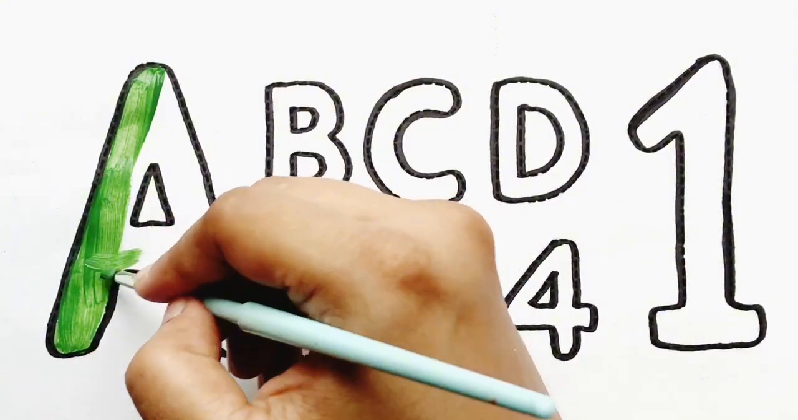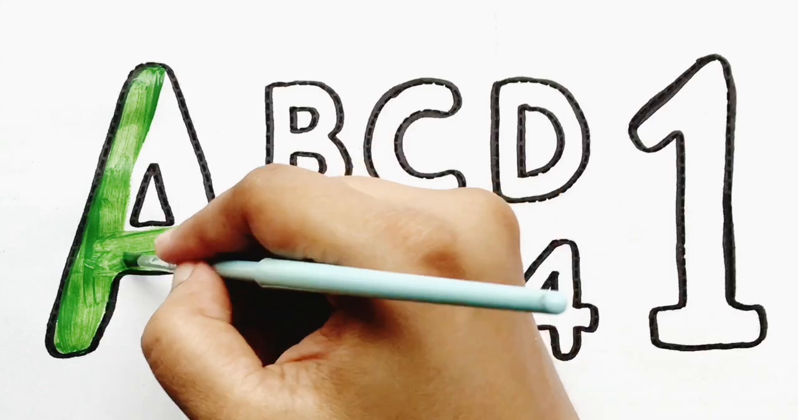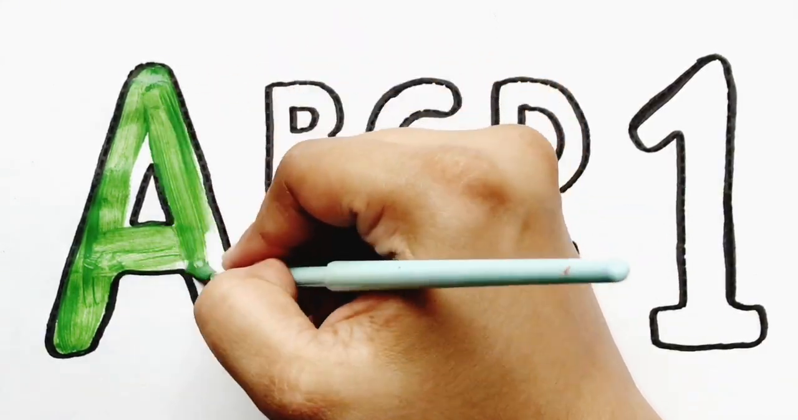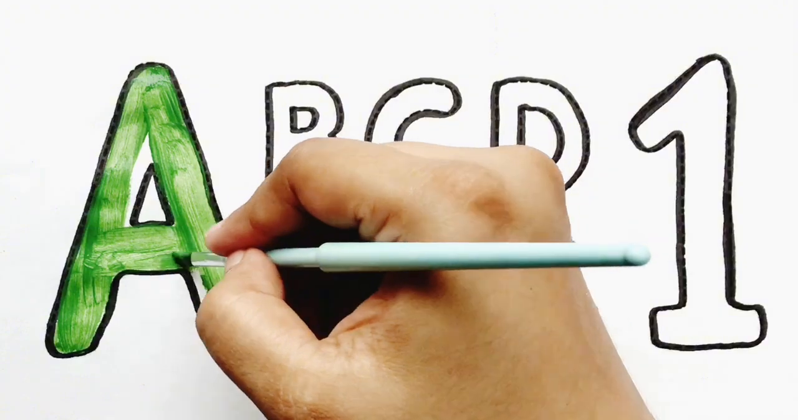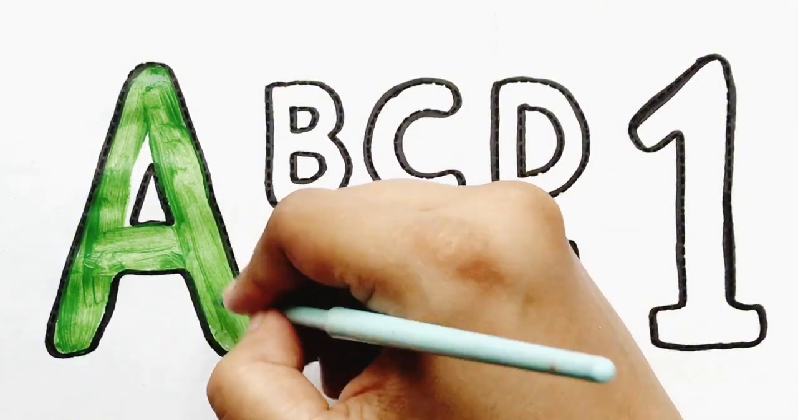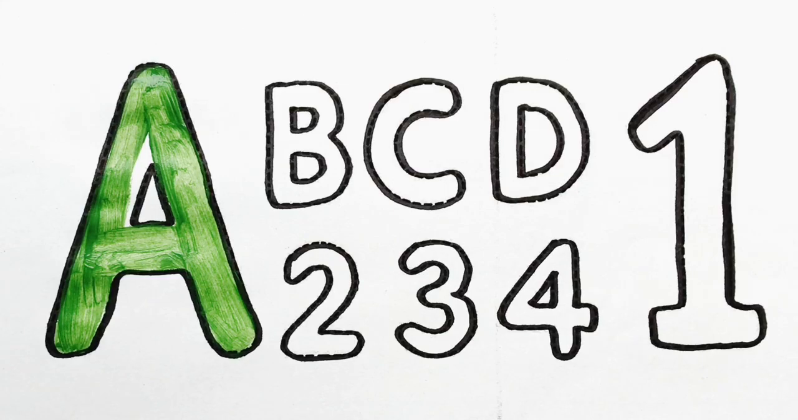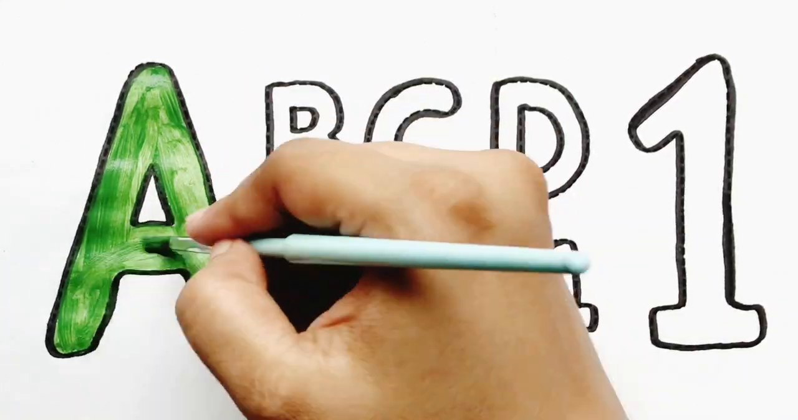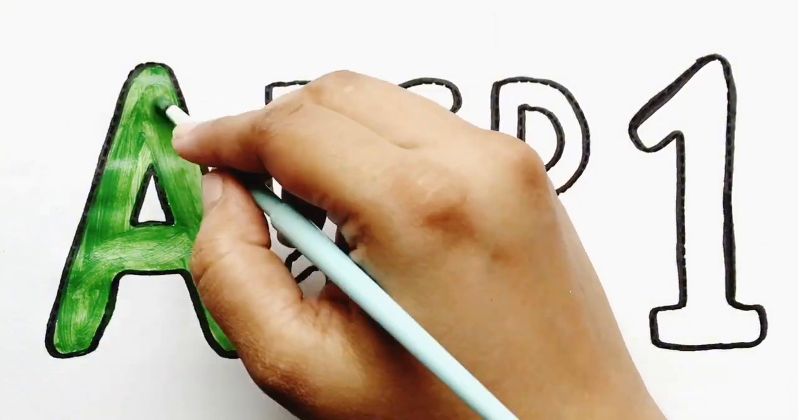Next time, won't you sing with me? A, B, C, D, E, F, G, H, I, J, K, L, M, N, O, P, Q, R, S, T, U, V, W, X, Y and Z. Now I know my ABCs.